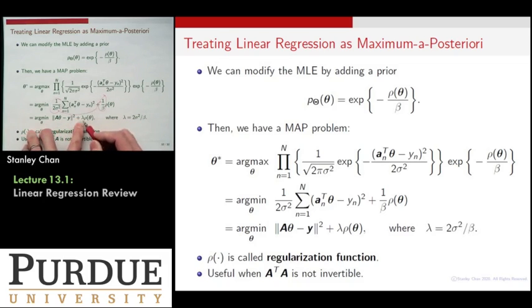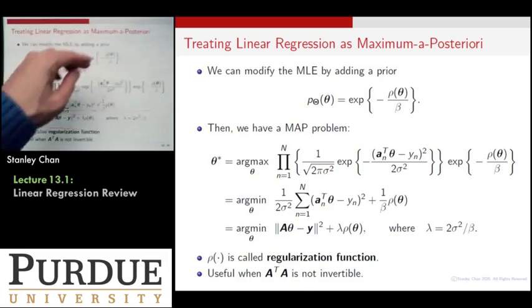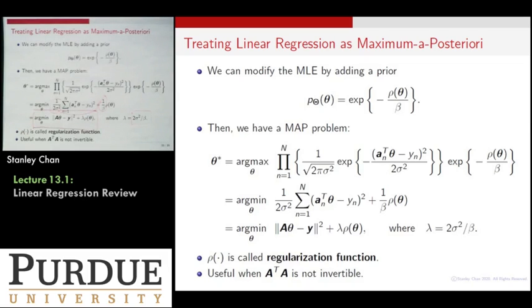And then define a lambda, where lambda is just 2 sigma squared divided by beta, then you have this equation. Now, what is this equation? This is linear regression with a regularization. See that? Okay, linear regression with regularization. And therefore, this maximum-a-posteriori estimation is literally just linear regression with a regularization.